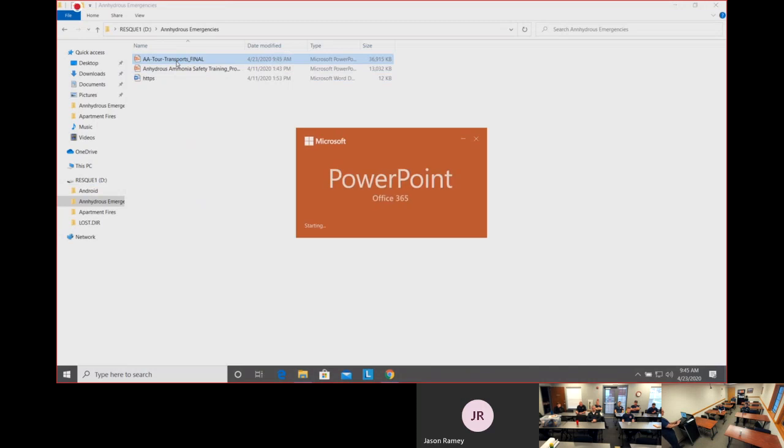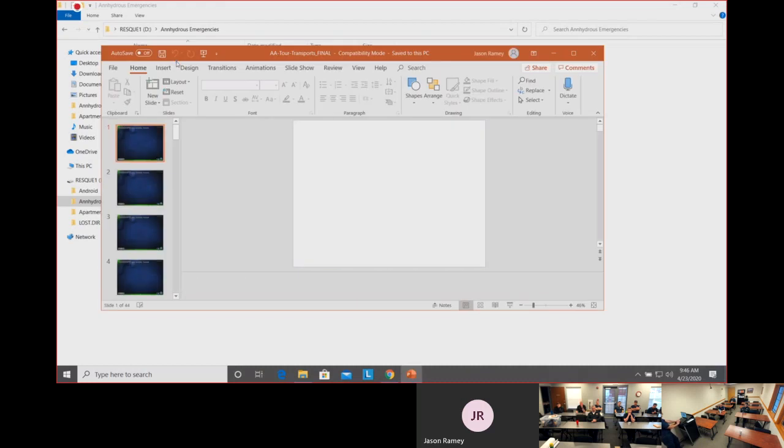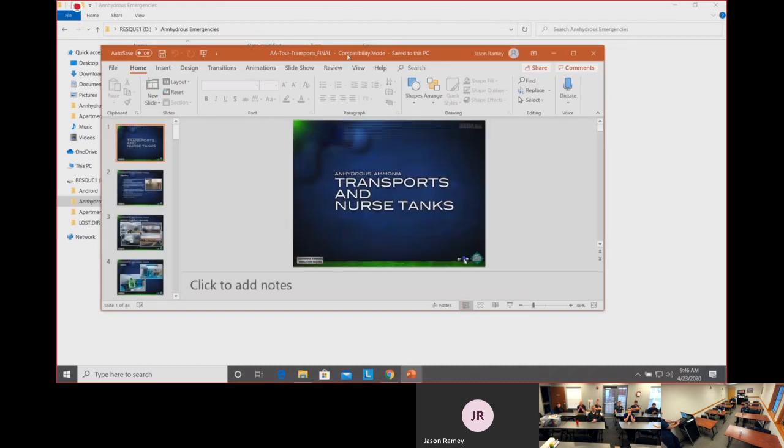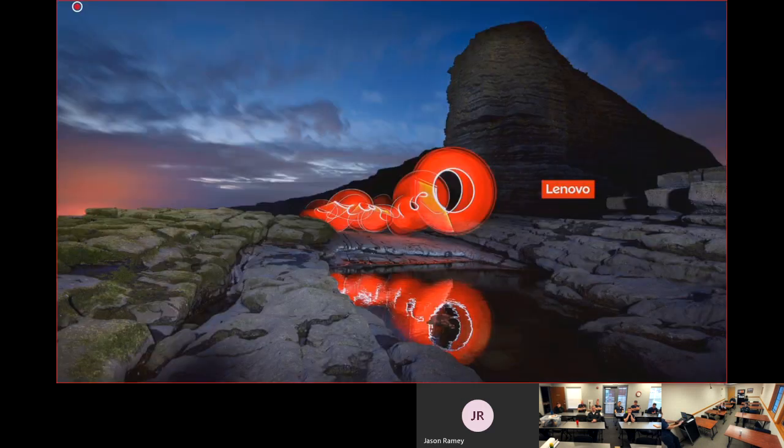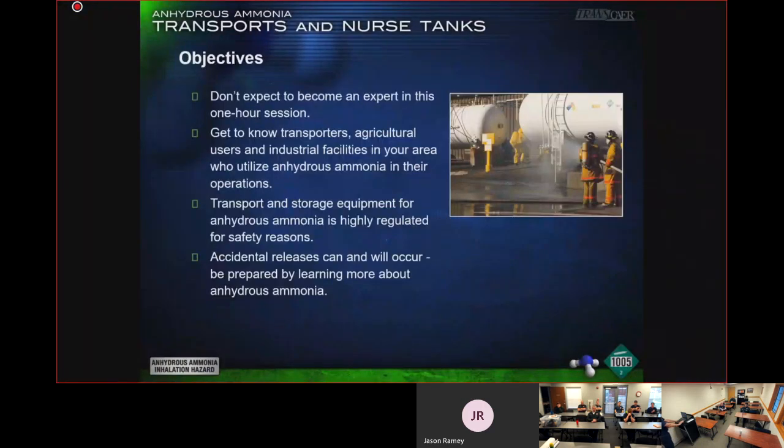All right, we will quickly go through this because we're going to focus more on the nurse tankers than anything else. But like Steve said, there is, moving forward, the potential for all kinds of chemical transport out here on the interstate, but I don't know if any of us will even be here when that happens. All right, so for one, don't expect to become an expert in this 1 hour session. I will add to that, don't expect this to be a 1 hour session, so you can relax a little bit.